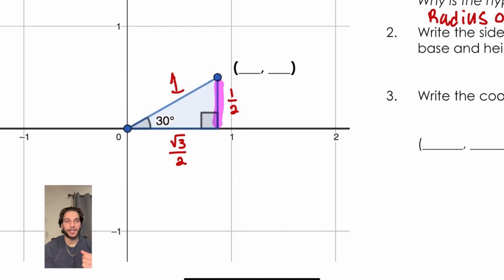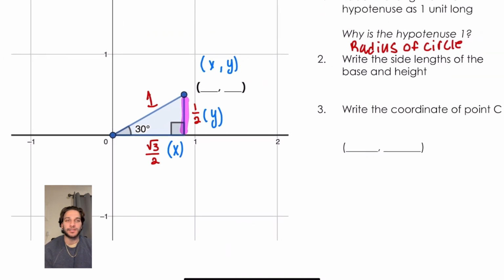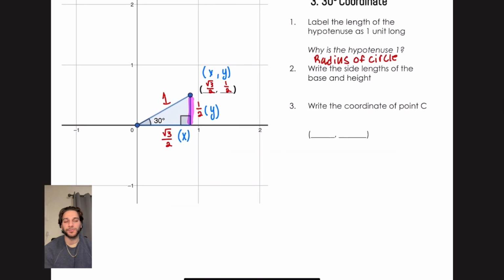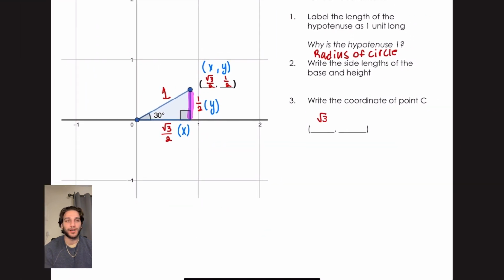So what I'm going to do now is write x comma y. And remember, our base is our x value. That's the length that we're going across. So that's your x. The height that you get is your y. So now I can just write those values. And I'm going to get, for my coordinate, root 3 over 2, comma, 1/2. And so for number 3, that would be what we write on those blanks, root 3 over 2, comma, 1/2.